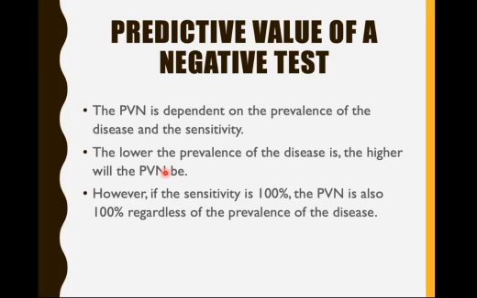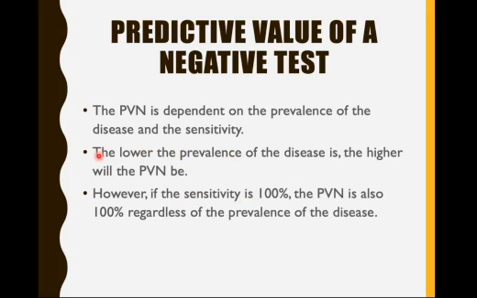Now, if the sensitivity is high, the predictive value of a negative test will also be high. But even if the sensitivity is high, if the prevalence of the disease is high, then the predictive value of a negative test won't be that high.